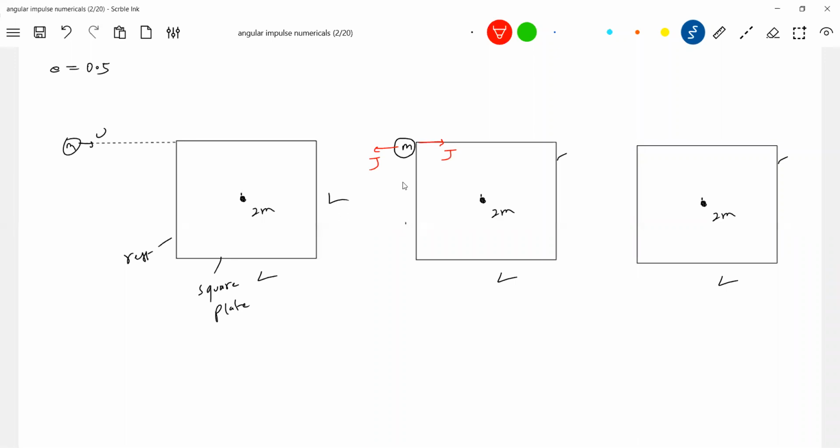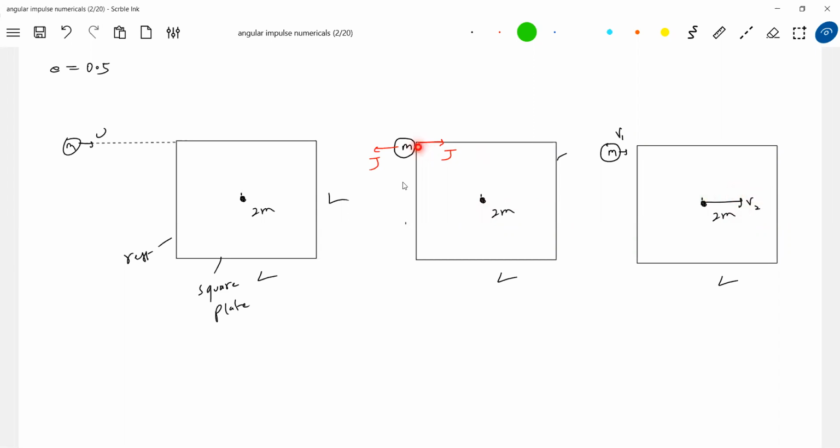So what will happen to the ball after collision? Let's assume that it has a velocity v1, and the square plate will have velocity v2. So how can you say it will move towards the right? Apply the impulse-momentum equation. An impulse J will act on the square plate, so it will acquire momentum 2mv2.